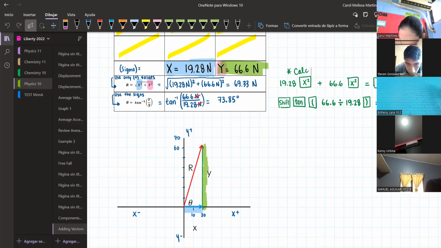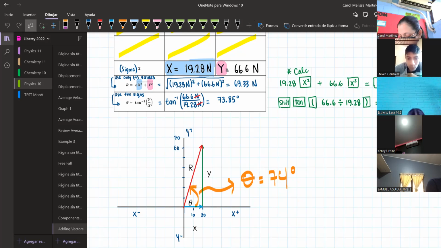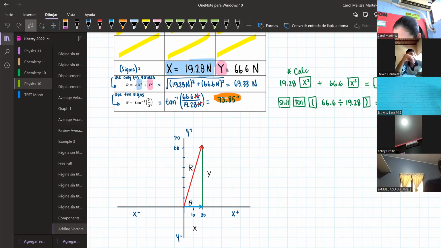If I take a protractor and I measure the angle from the horizontal to my resultant, I will see that this angle is going to be approximately 74 degrees. So if you take a protractor, you're going to notice that that angle matches the answer that we got. And 74 degrees is almost the 73.85 that you see over there. So what I want to show you is that every single number that we obtain here in the procedure is represented in the figure.